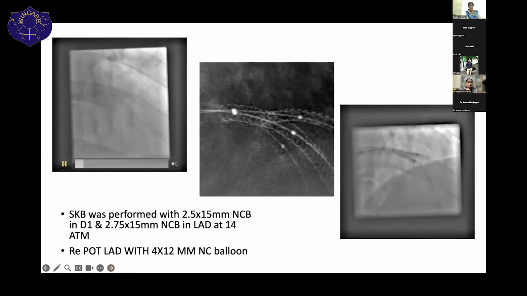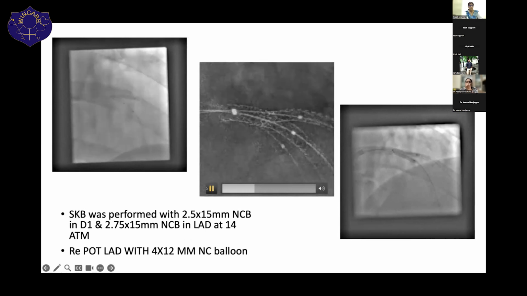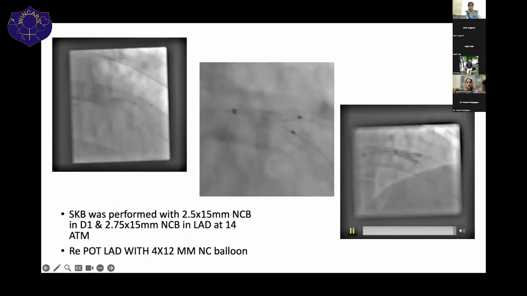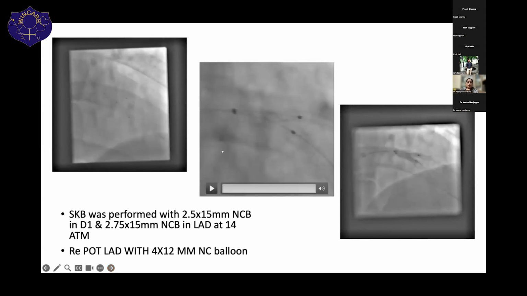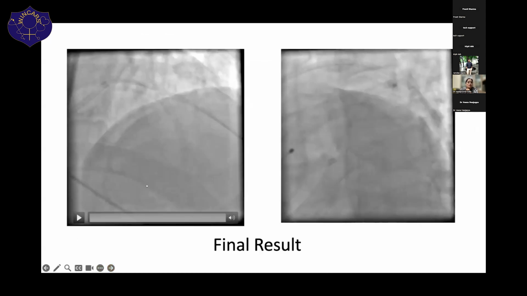Later on, after post-dilatation of the LAD stent with a 3.5 by 12 balloon, I performed simultaneous kissing balloon of the LAD and diagonal, both 2.5 by 15 and 2.75 by 15, serial dilatation. Then with both vessels dilated and a good carina made, I did re-POT of the proximal LAD with a 4 by 12 NC balloon. Here you can see the neocarina, with only a few stent struts protruding into the LAD. So this was the final result.